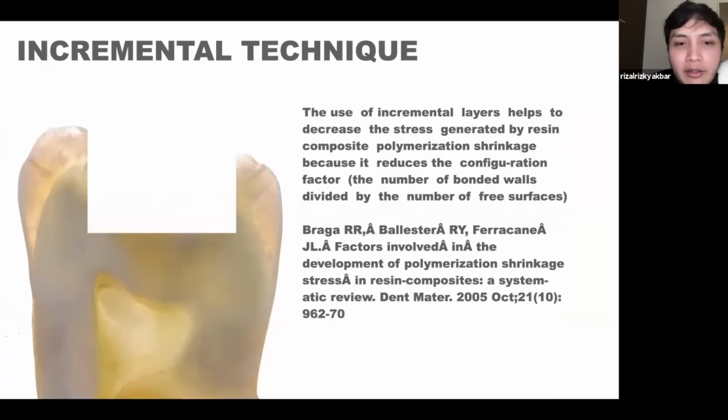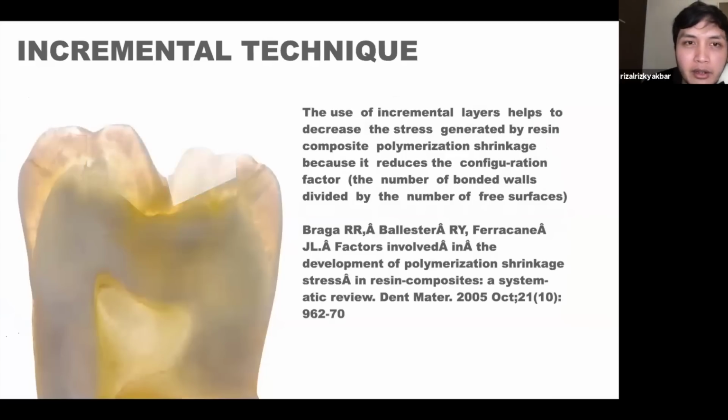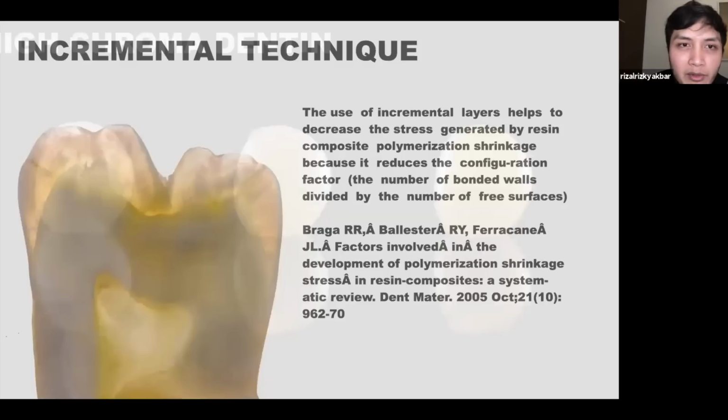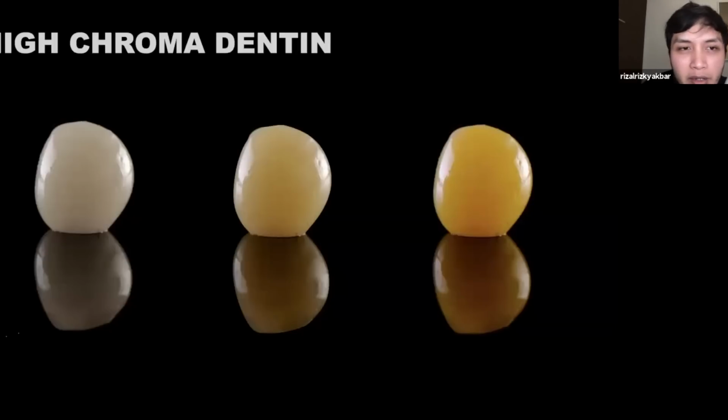Now the basic technique of placing a composite. I'm sure you already know about the incremental technique. The incremental technique is basically putting the composite in layer by layer to minimize polymerization shrinkage. I believe that if we talk about the theory, you guys already learned about it. For me, the recipe is really simple. You need the high chroma dentin, the most saturated dentin that you have in your clinic, and the high value enamel, meaning the brightest enamel that you have.